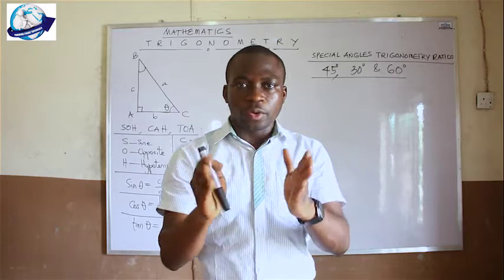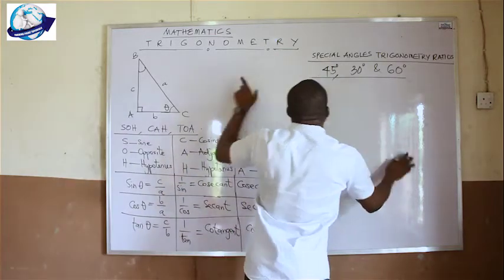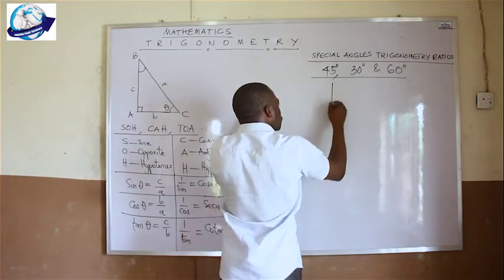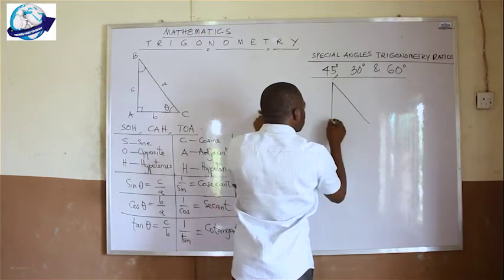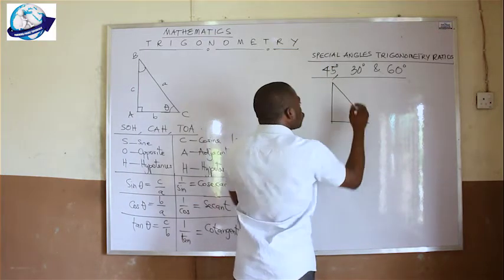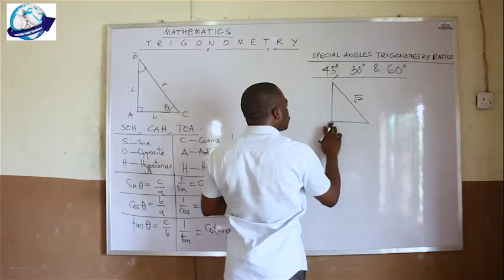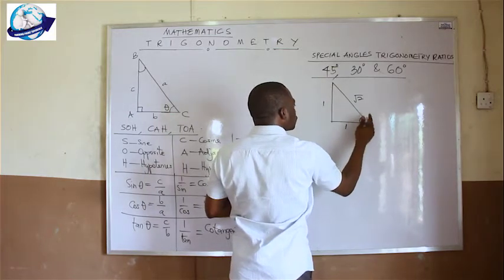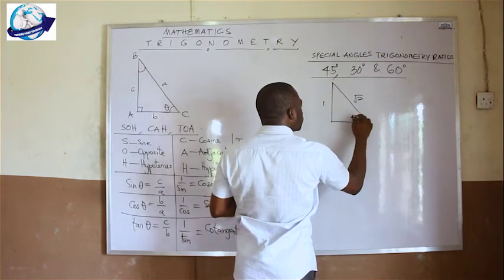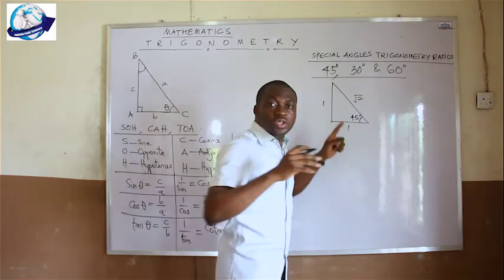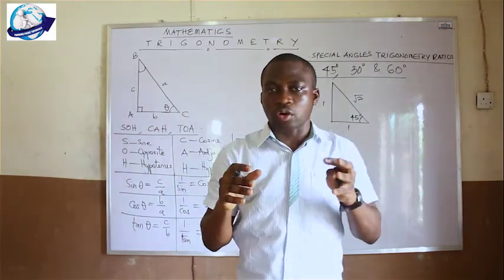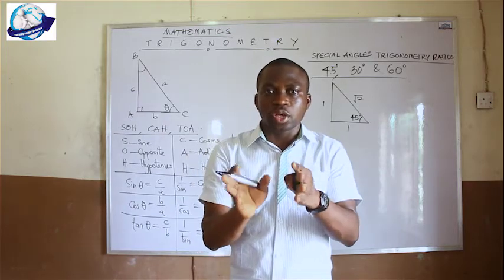Alright? Let me give a summary. For 45 degrees, this is the right angle triangle. On the hypotenuse, you have the square root of 2. On the adjacent, you have 1. Here you have 1. This is actually 45 degrees. Here is 1. That means with this 45 degrees special angle, we can derive the 3 trig ratios.